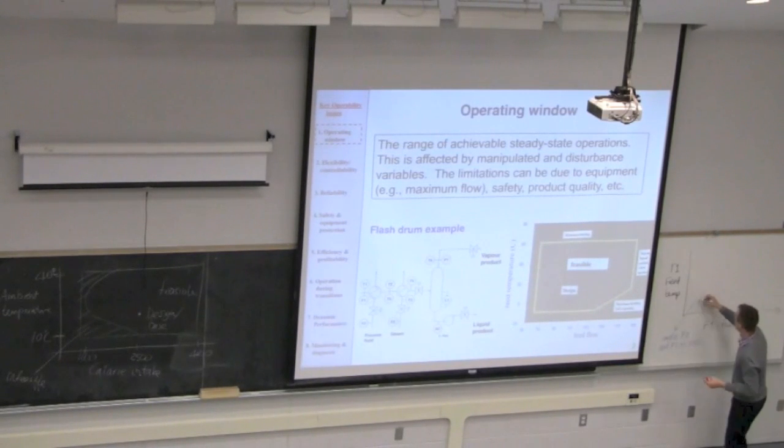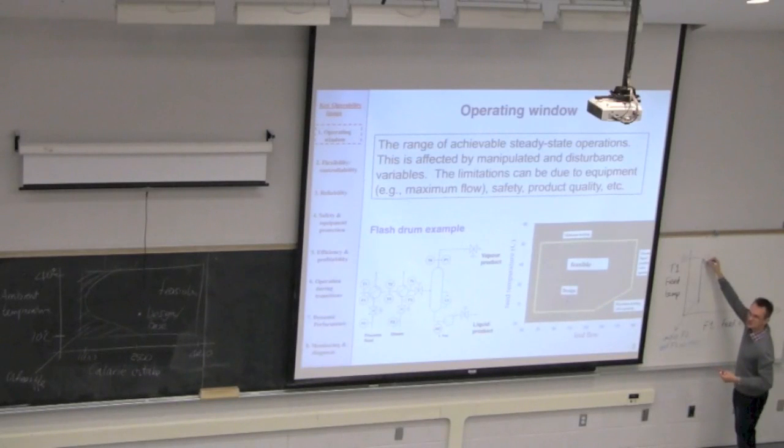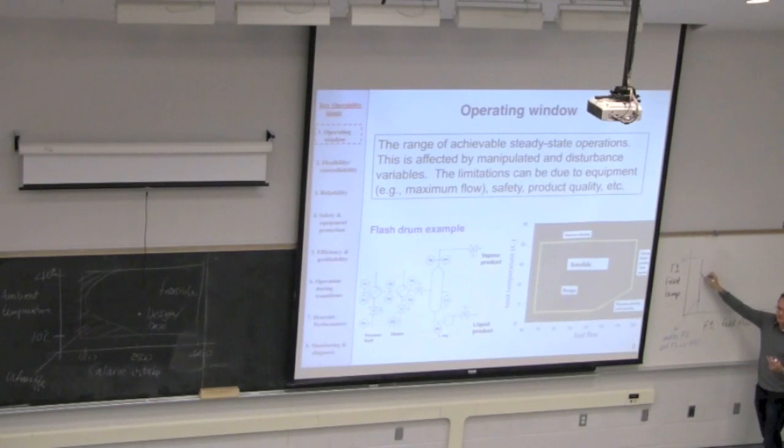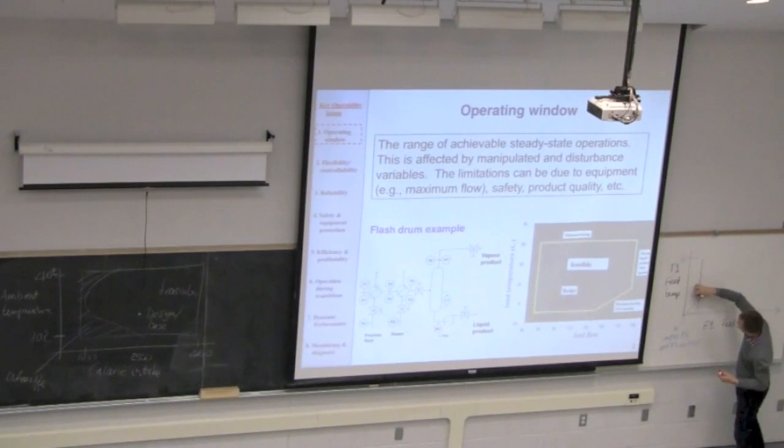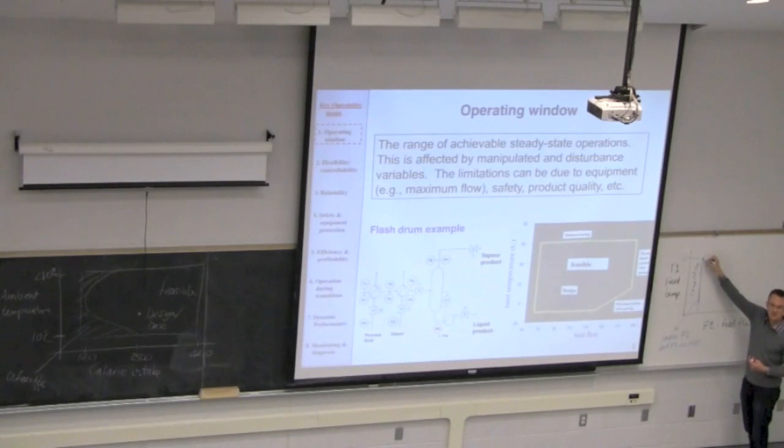So then I can move up along this axis here. So I can operate at that low feed flow. And as I'm going up here to 60 degrees, what is changing? So as I move up along this line, what happens? You're closing the valves on your heat exchangers. Okay, so F2 and F3 close, till I get to this point, and they're 100% shut.